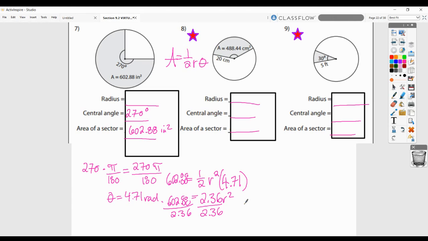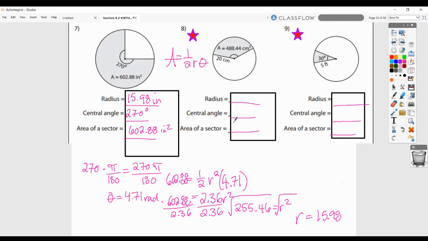Okay, I round that. I get 255.46 equals R squared. How do I solve for R? Do the square root of each side. So all you're doing to solve for R is doing the square root. Use your square root button on your calculator. 255.46. My radius is 15.98. What was my unit? Inches.